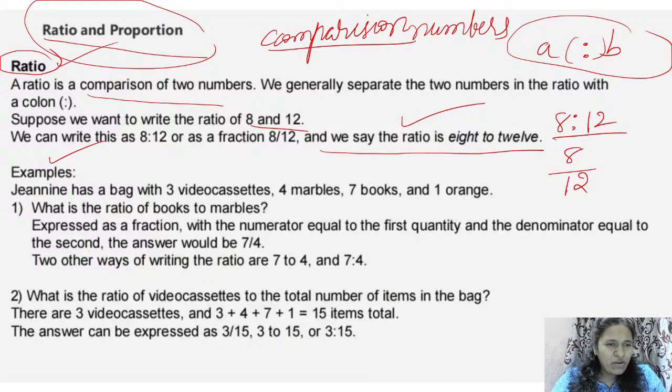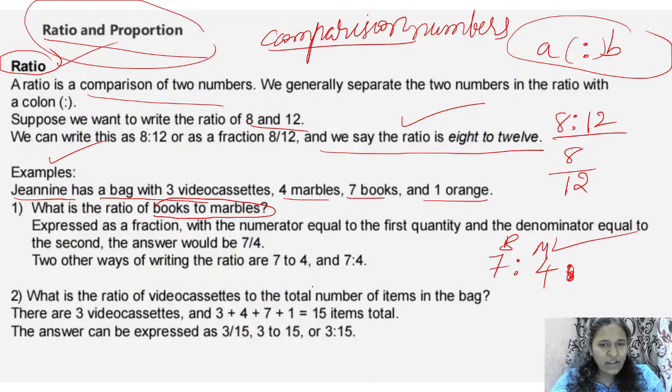For example, Jenny has a bag with 3 video cassettes, 4 marbles, 7 books, and 1 orange. Then what is the ratio of books to marbles? How many books are there? Books are 7 and marbles are 4. The ratio of books to marbles is 7 is to 4. This is the representation of the ratio, friends.